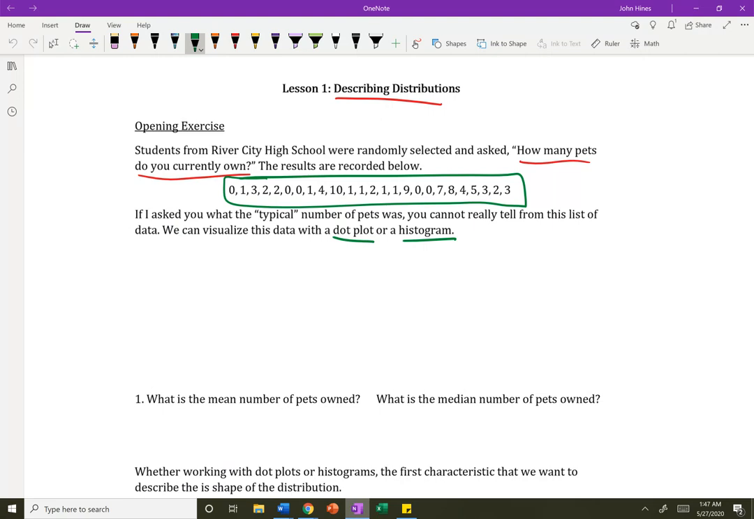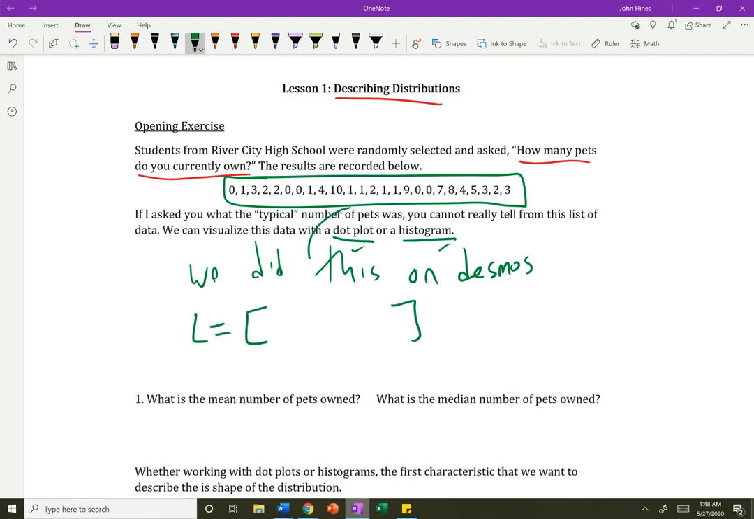So we did that. We can visualize it with a dot plot or histogram. We did that on Desmos. We made a list. I said L equals square brackets, and I put all those numbers in it. And then I could do dot plot parentheses L or histogram parentheses L. So whatever you call the list, that's what goes in the set of parentheses.